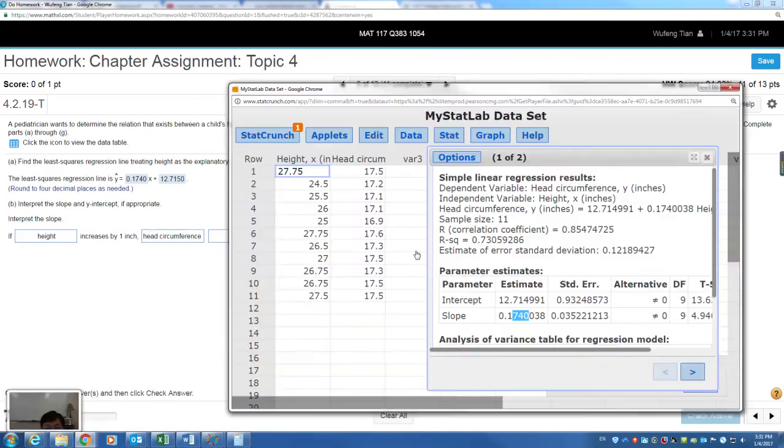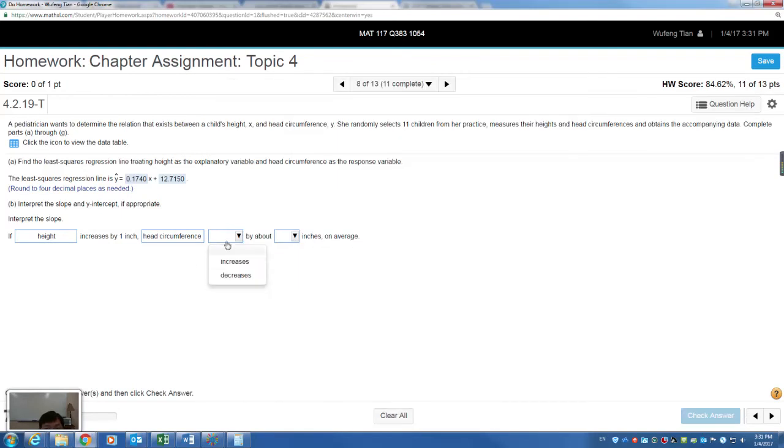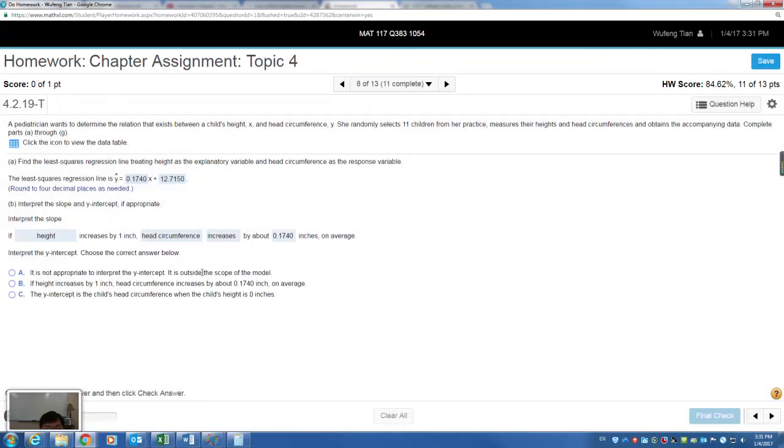Let me double check. X is the height. Okay, so the head circumference will increase by 0.174. Okay, so interpret the y-intercept. Y-intercept is x equals 0. So the height equals 0. It's not appropriate to interpret it outside of the model. If the height increased by 1 inch, head circumference increased by this on average.